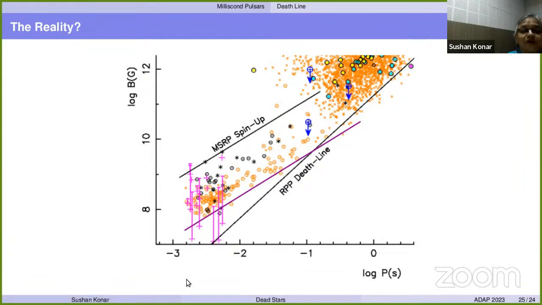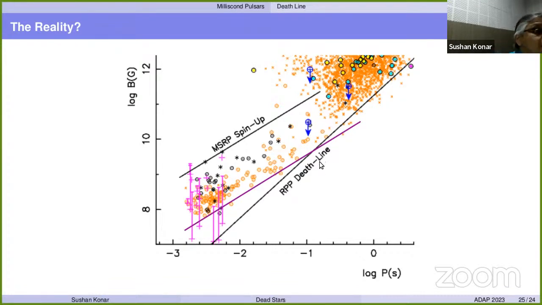This black one was my original death line, which we said is not really functioning for the millisecond pulsars. And this one seems to work very well for the millisecond pulsar. The break is coming closer to 0.3, not really 0.3, slightly below that.